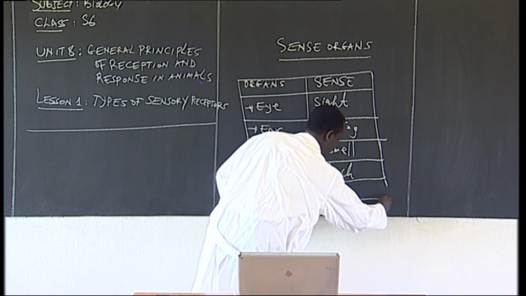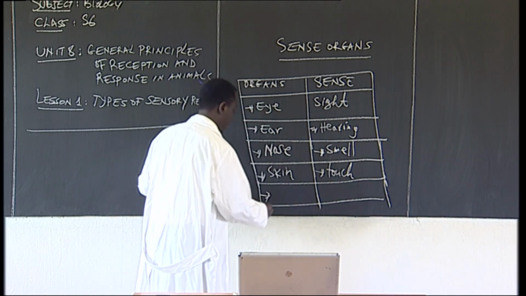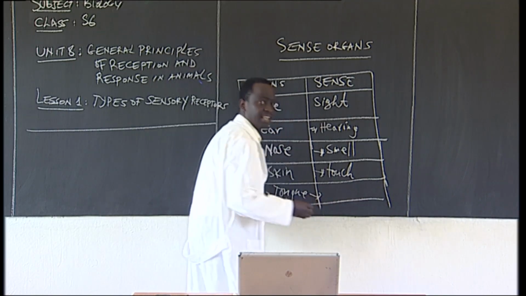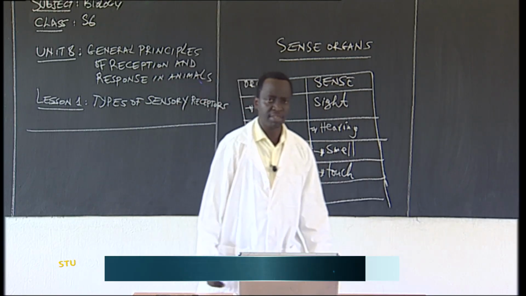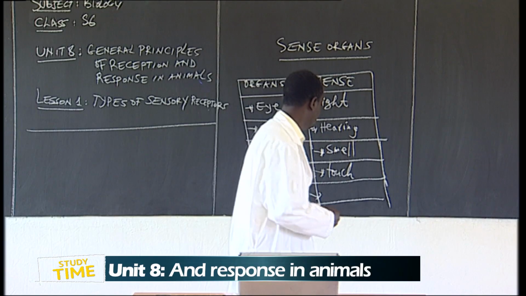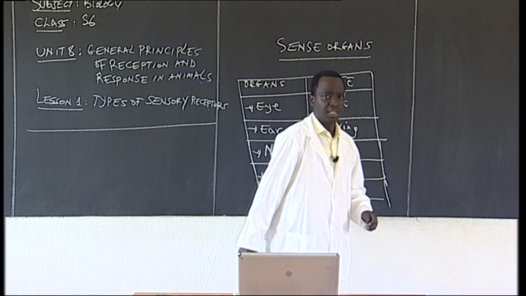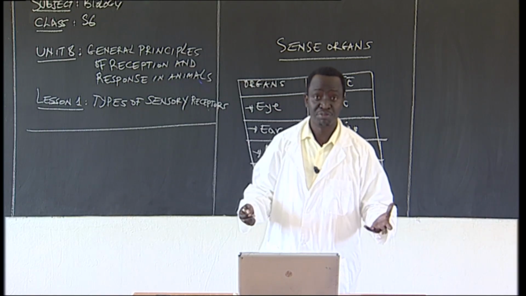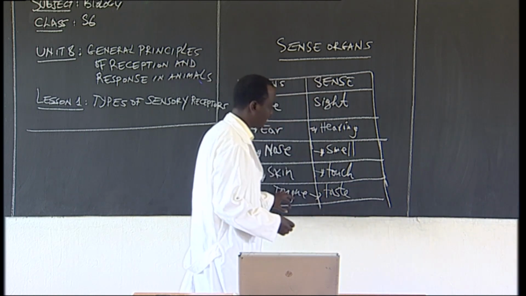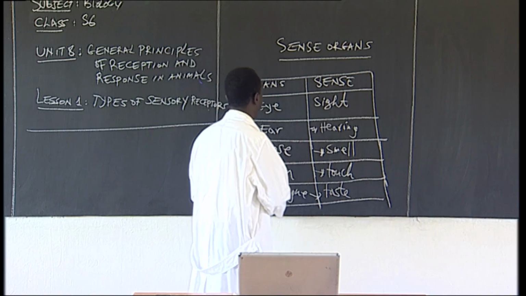Another one. 1, 2, 3, 4. The fifth one is the tongue. Who can tell us what the tongue is for? Yes, I see someone who can try. Yes. Oh, yes, for taste. To taste the food, to know whether your food is salty or sweet, you use the tongue. So those are sensory organs. They are called sensory organs.